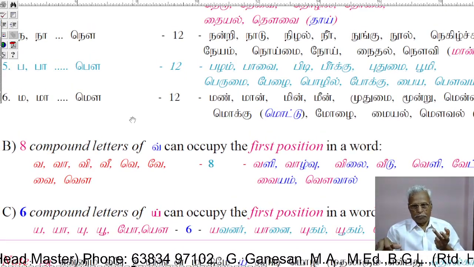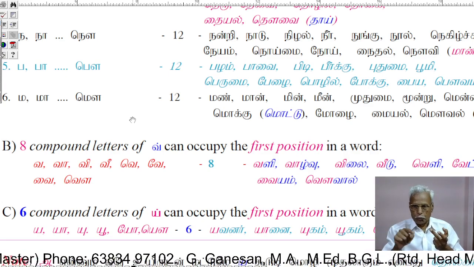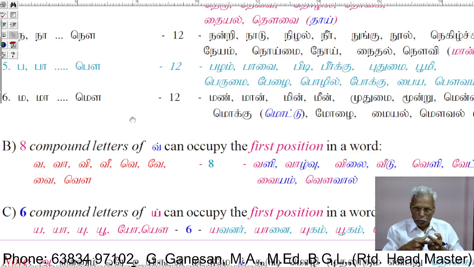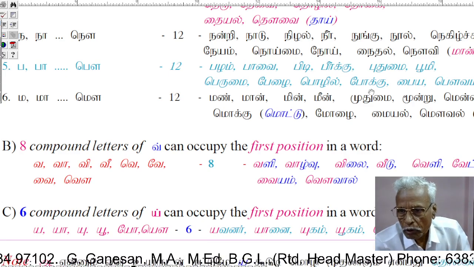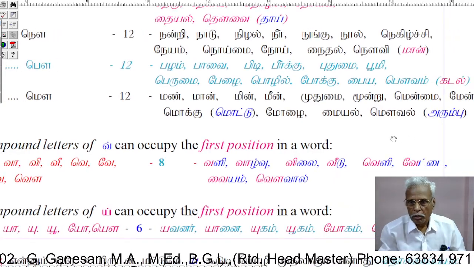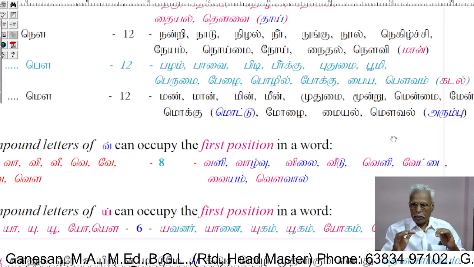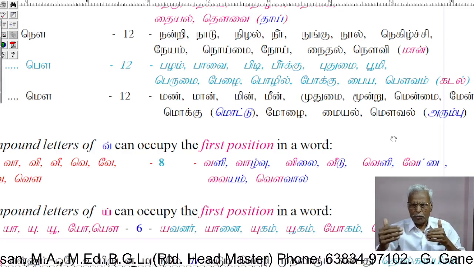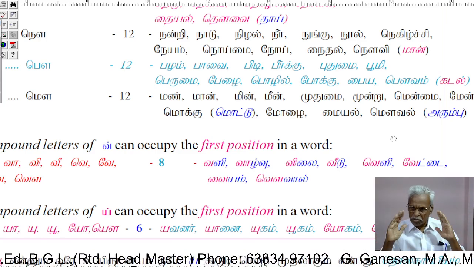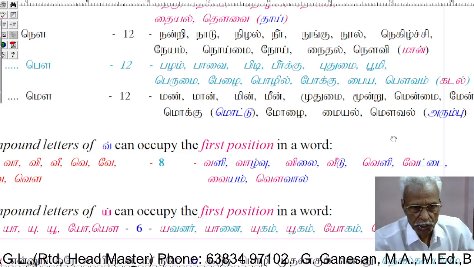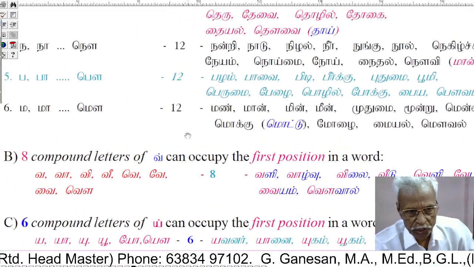Then the 12 compound letters of the if family. Palam, pavai, pidi, pirku, pudumai, pumi, perumai, pelai, polil, poku, paya. Paya means slowly. Pavam means sea. These 12 letters can occupy the first position in a word.